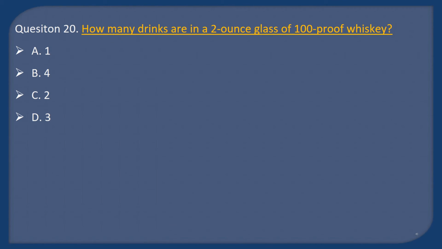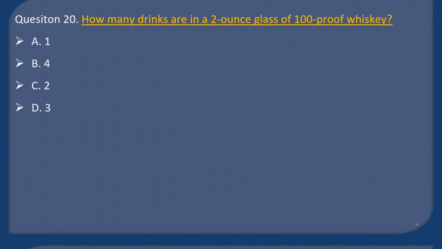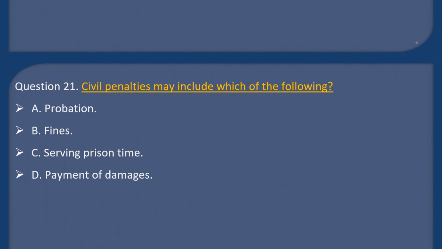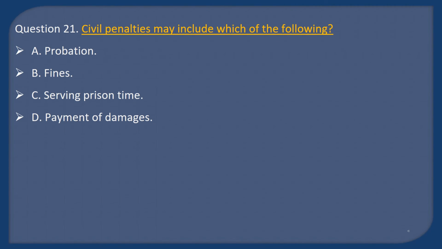Question 20. How many drinks are in a 2-ounce glass of 100 proof whiskey? A. 1, B. 4, C. 2, D. 3. Question 21. Civil penalties may include which of the following? A. Probation. B. Fines. C. Serving prison time. D. Payment of damages.